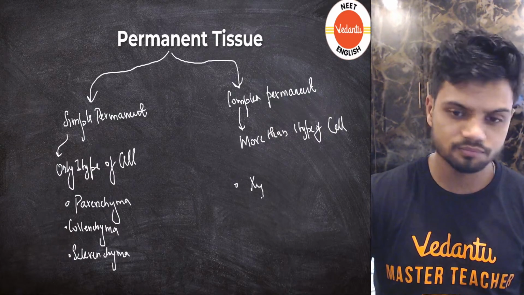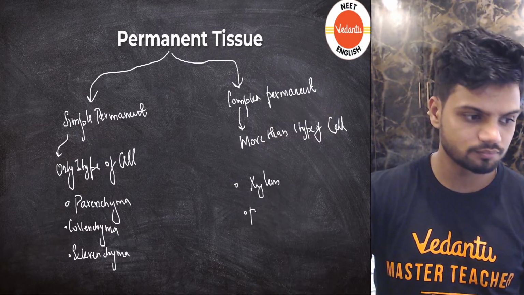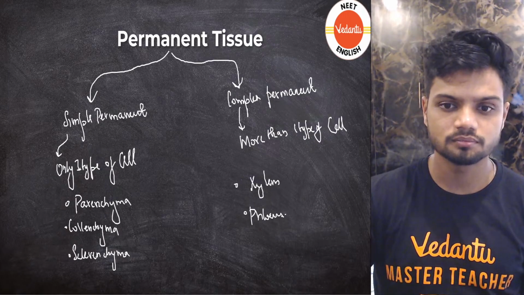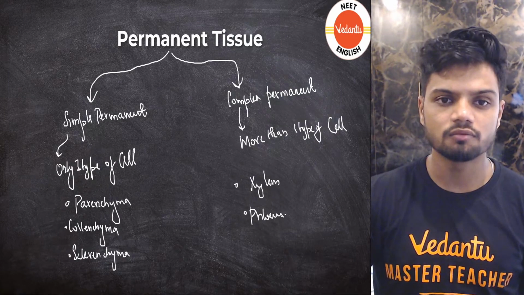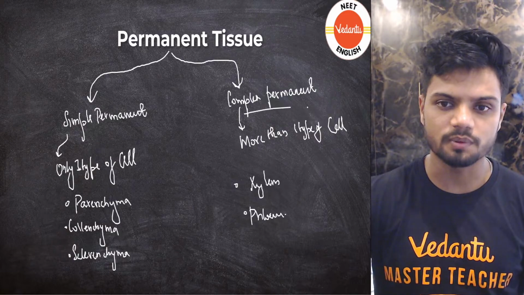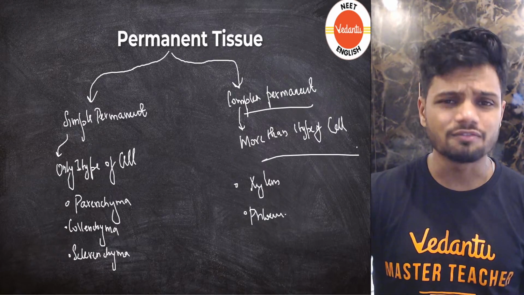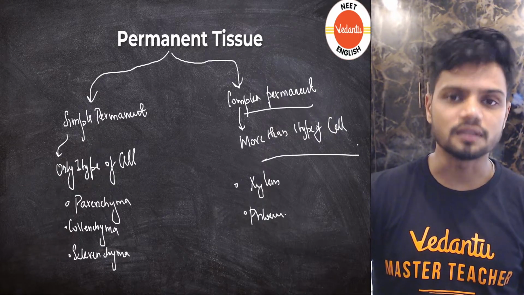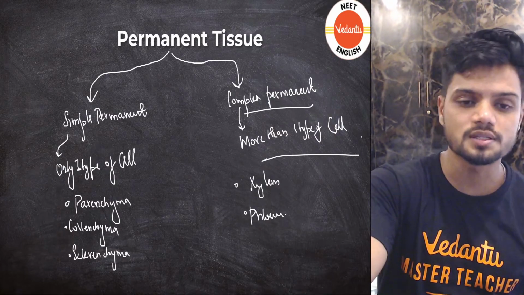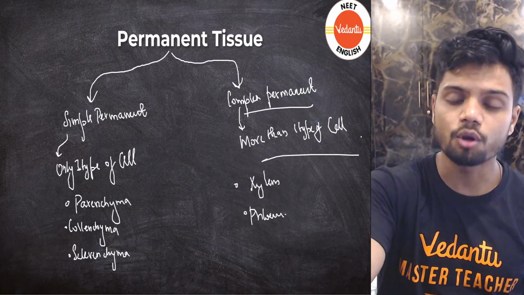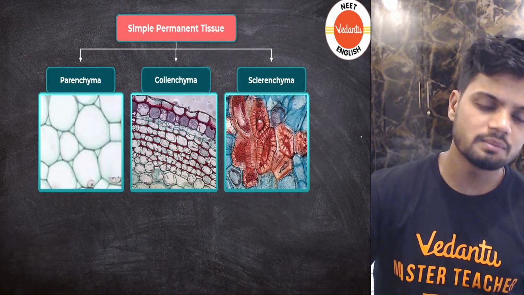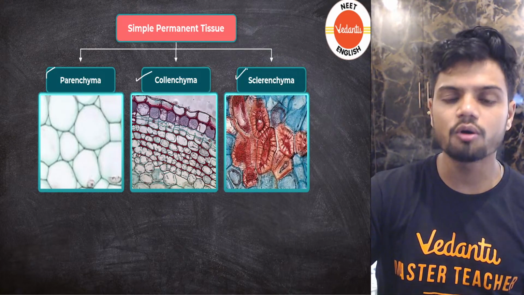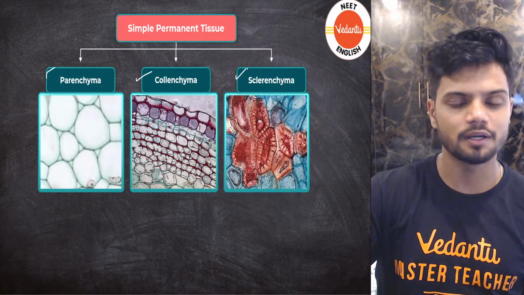But in the case of complex permanent, we have xylem and phloem under permanent tissue. That is complex permanent, because they have more than one type of cell. Xylem fiber, xylem parenchyma, tracheids, vessels, so different types are there. Companion cells, sieve tube cells, everything is there when it comes to complex permanent. So, in simple permanent, we have parenchyma, collenchyma, and sclerenchyma. All three are present in simple permanent tissues.